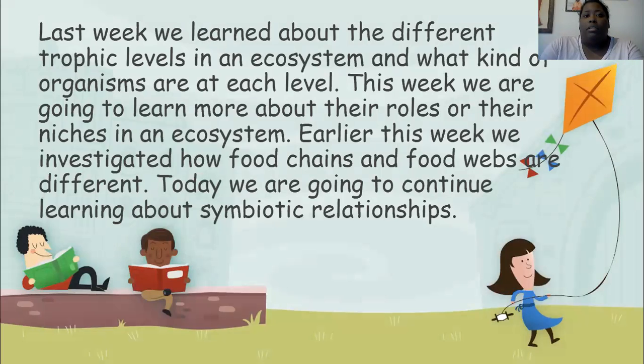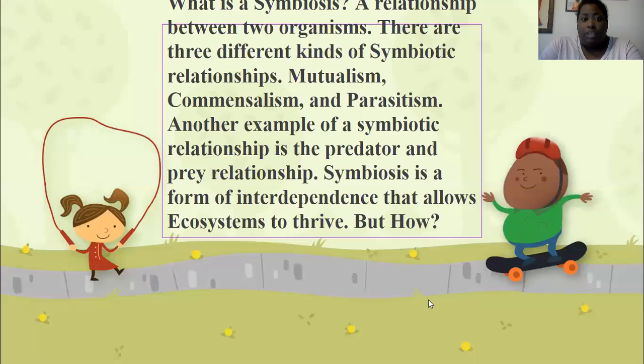Last week we learned about the different trophic levels in an ecosystem and what kind of organisms are at each level. This week, we are going to continue to learn about their roles or their niches in an ecosystem. Earlier this week, we investigated how food chains and food webs are different, but today we are going to continue learning about symbiotic relationships.